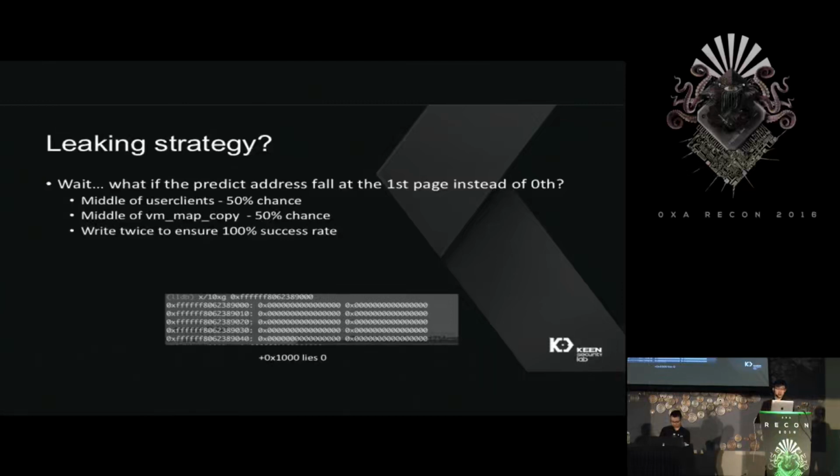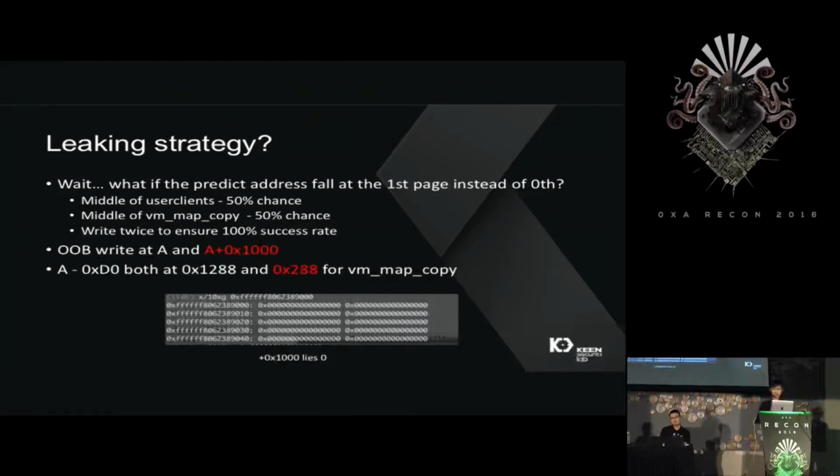So if you only use one address, you can only get a 50% success rate. So we need to write twice to ensure a 100% success rate. We do an OOB write both at A and A plus page size, and when we are preparing the content of the VMAP copy, we write the address both at 1288 and 1288 minus page size, that is 288.